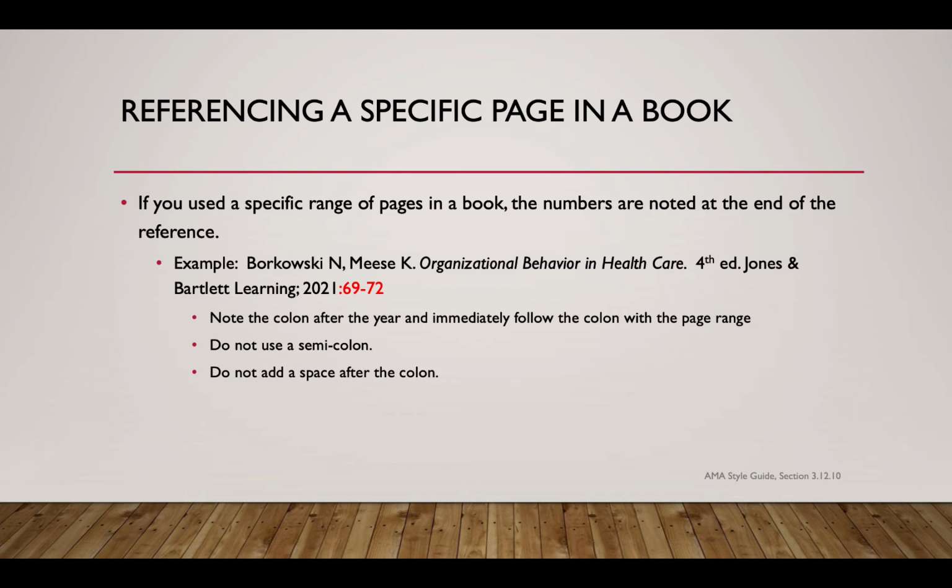If you used a specific page range in a book, the numbers of the pages are noted at the end of the reference. So you would just add a colon, and then immediately after the colon, you put the page range 69 hyphen 72. Do not use a semicolon, it's a colon, and do not add a space after the colon.